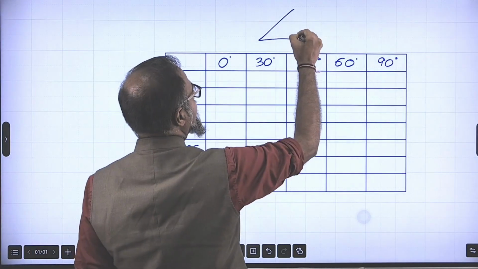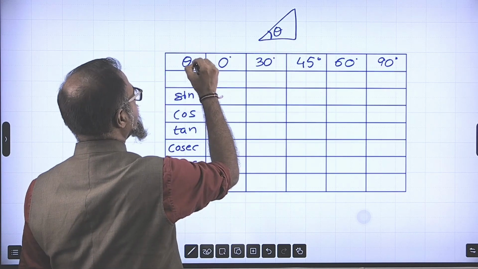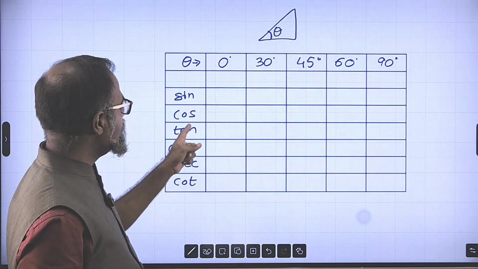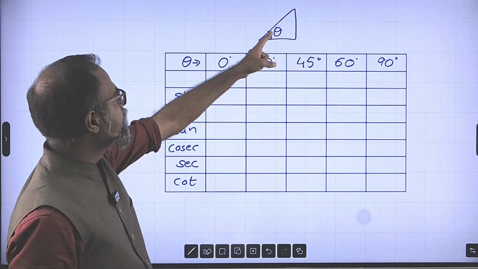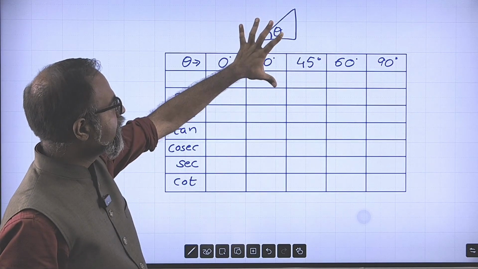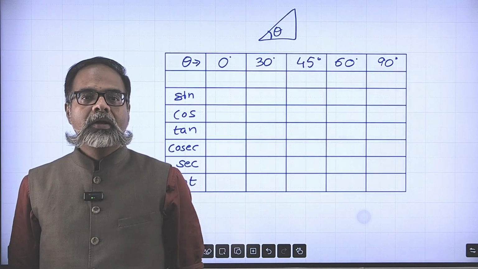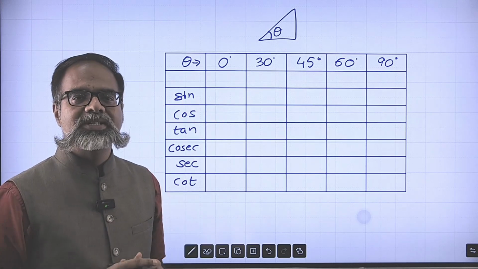What does it mean? If in the right angled triangle, this is theta, then when the angle is 0 degrees, what is the value of the ratios? That is the sides. Similarly, if theta is 30, then what will be the ratios? 45, 60, 90, and so on. Now, the hack to remember this is pretty simple.